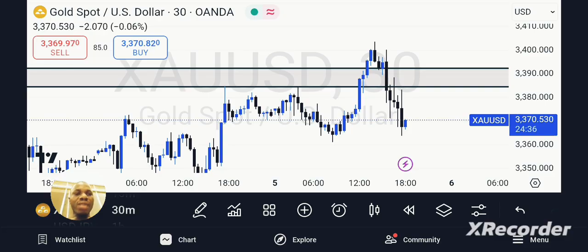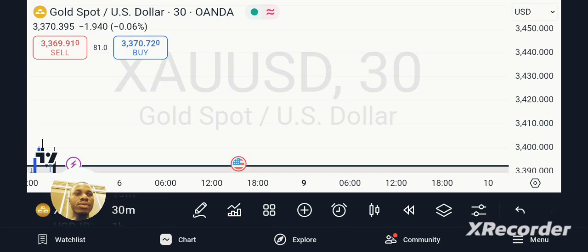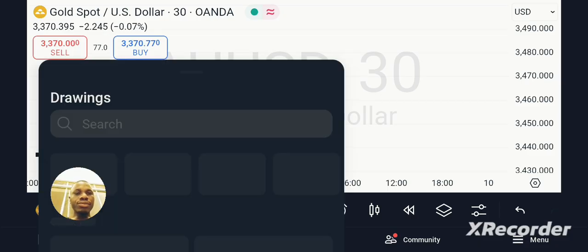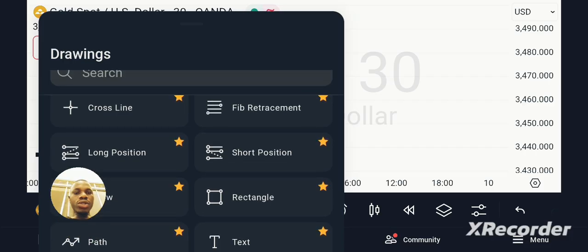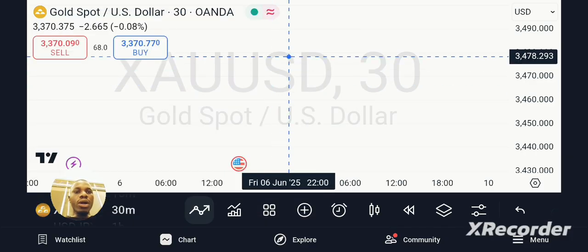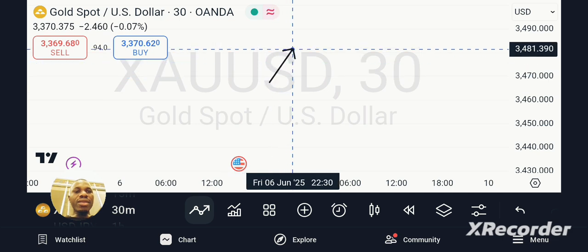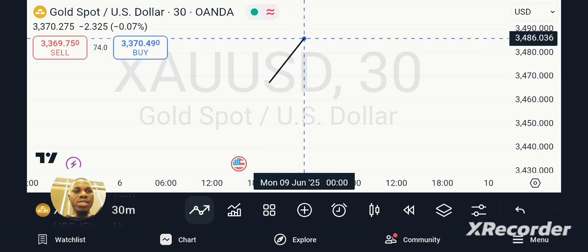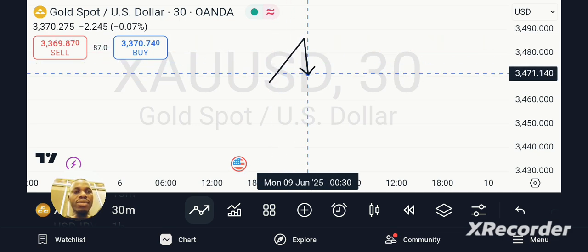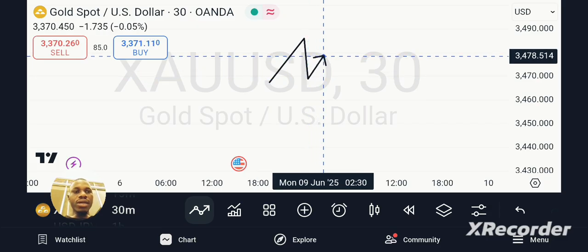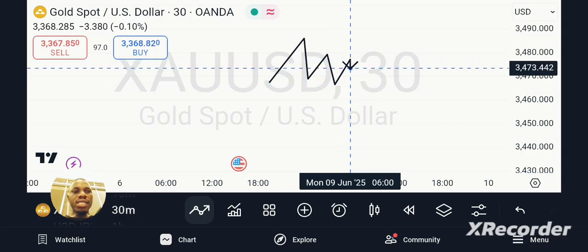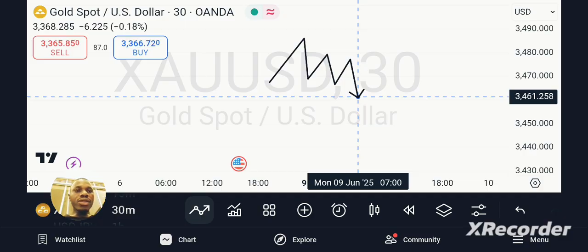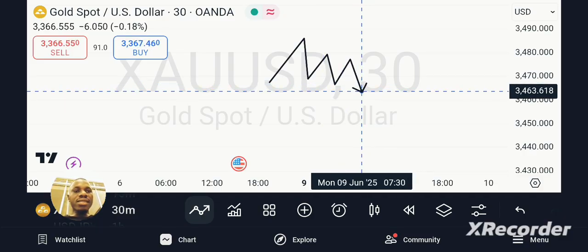When we see a pattern like this, let me show you this pattern. If I want to sell the market, I want to see something like this. Okay? Something like this.